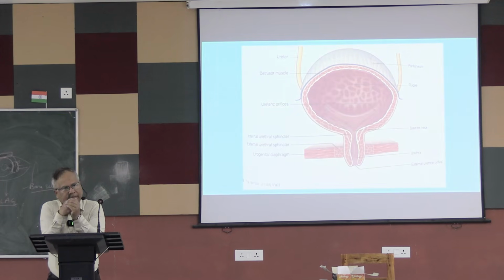What are the abnormalities that may be found? These are mainly lower urinary tract symptoms. There is a term LUTS, lower urinary tract symptoms. Of the LUTS symptoms, apart from the hematuria and dysuria, the major things are all the voiding symptoms. What are they? Number one is hesitancy.